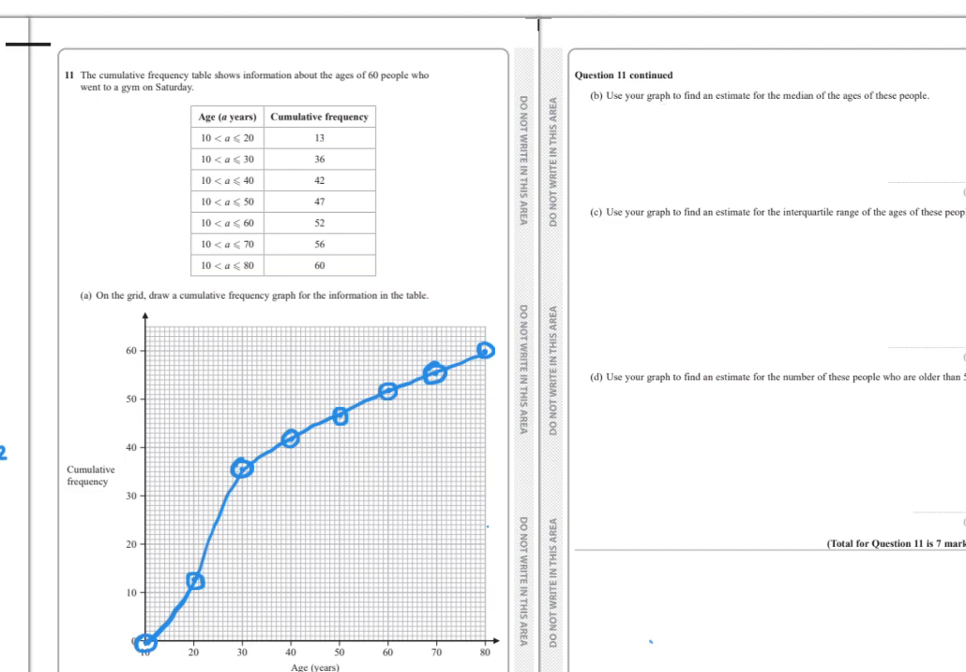Use your graph to find an estimate for the median. To find the median, find the order of the median. So 60 times half, which is 30, and from 30, draw a horizontal line till you reach the curve. Then find the corresponding value on the x-axis. It is 27, so the median is 27.